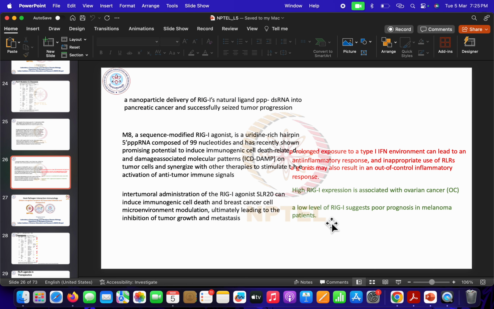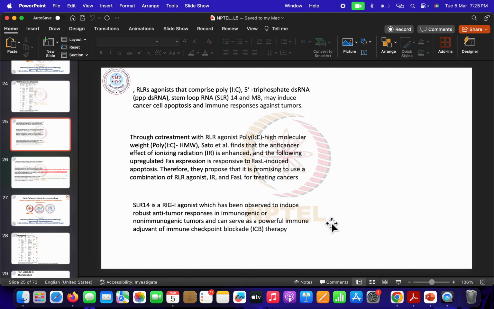If the question is correct, then we have to think about which is the antagonist of RIG1, and that will be the answer. Or it might be that they have written antagonist but it should be agonist; there is a chance of that also.